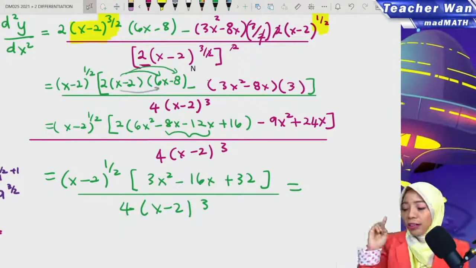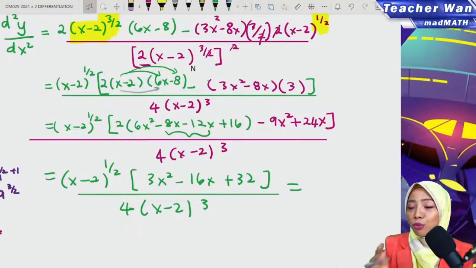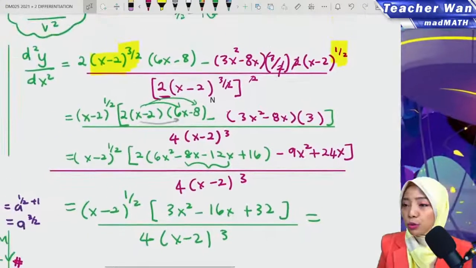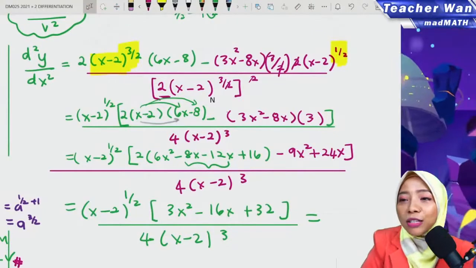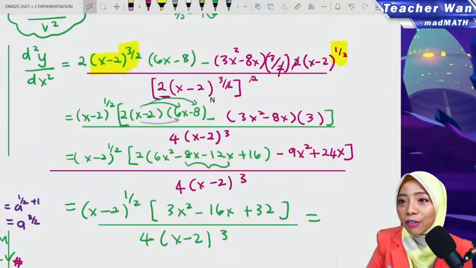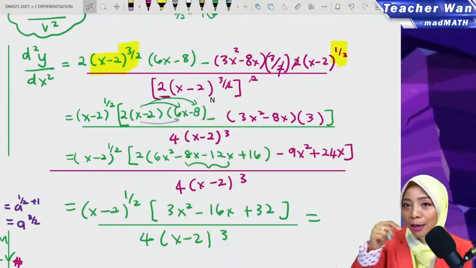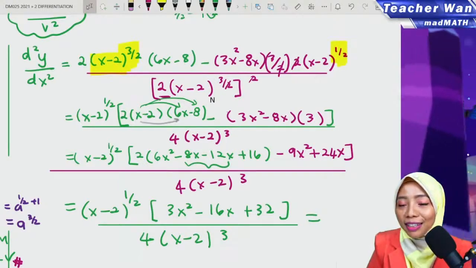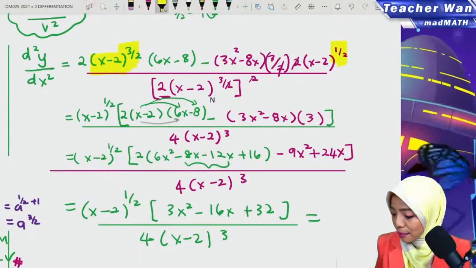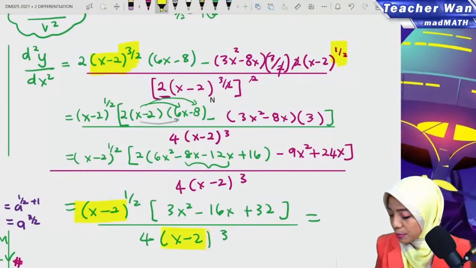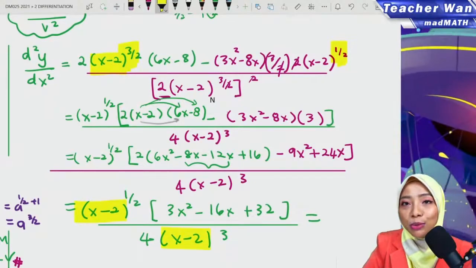Okay, so there is something we have to do. Please comment, all the students. What are we going to do for the last step? We've seen that this is x minus 2, this is x minus 2. So what are we going to do?